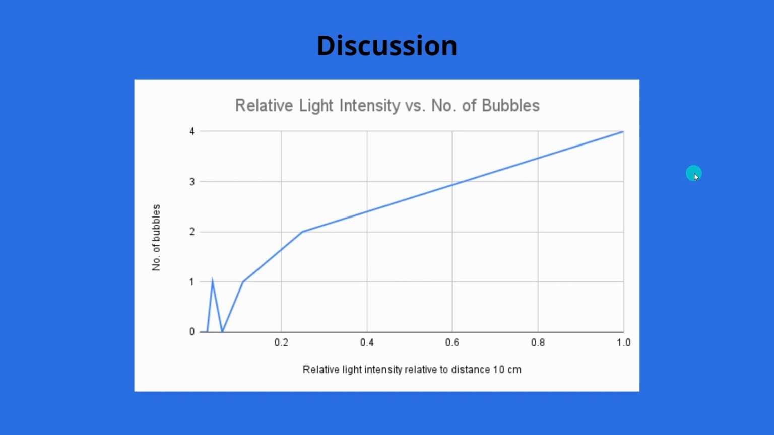Now, let's discuss the data using the graph provided, relative light intensity versus number of bubbles. According to Clegg, light energy is used to split water which produces oxygen. Based on that reason, there should be an increase in the number of bubbles with the increase of light intensity. The graph presented that exactly.